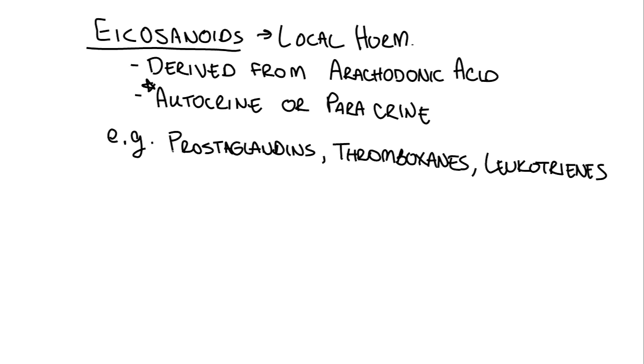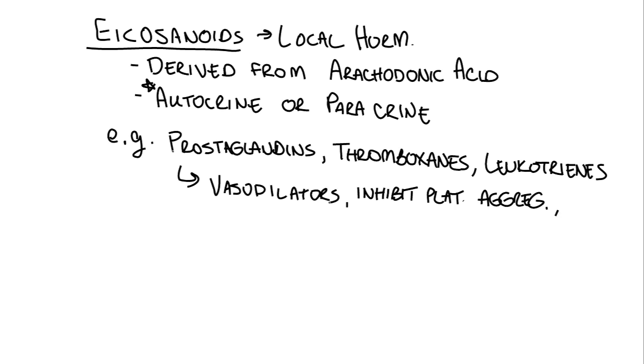Prostaglandins especially are very powerful vasodilators, meaning they will increase the diameter of a blood vessel. They will also act to inhibit platelet aggregation, which just means it keeps platelets from sticking together. And they also play a role in inflammation, or the inflammatory process. So be aware of eicosanoids, what they are, where they're derived from, and examples of those.